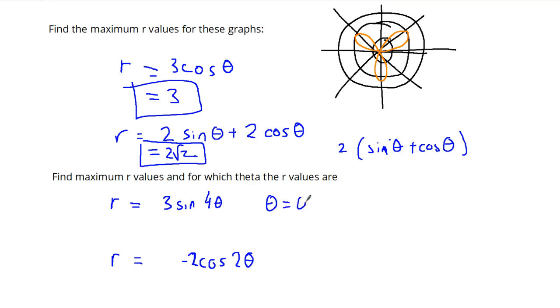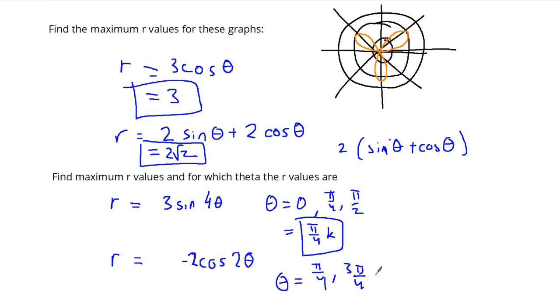So theta can be 0. It can be pi over 4. It can be 2 pi over 4, pi over 2. So it can be basically anything, pi over 4k, or pi over 4n. For this one, theta is 0 whenever it's pi over 4, 3 pi over 4, and then, yeah, etc., 5 pi over 4. So it can be at any value that is pi over 2 minus pi over 4k.